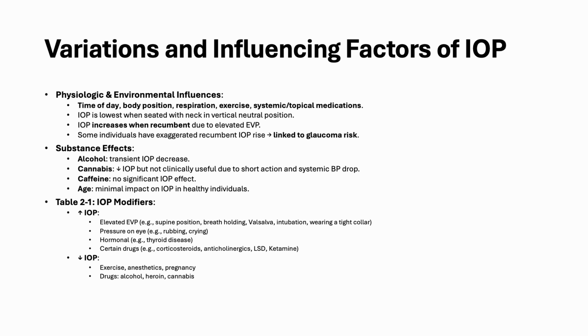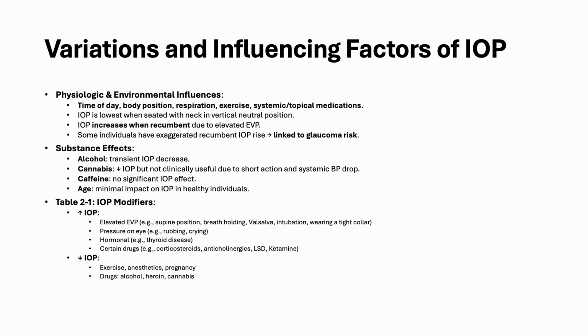Substances can also affect pressure. Alcohol tends to cause a transient decrease. Cannabis may lower IOP slightly, but it's not clinically useful because of its short duration and associated systemic hypotension. Caffeine, despite common concern, does not significantly affect intraocular pressure. And age, on its own, has minimal impact in otherwise healthy individuals.